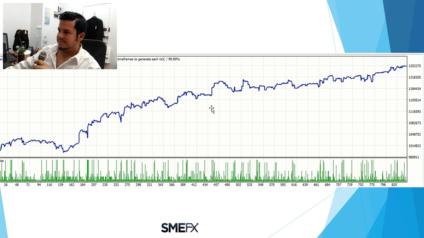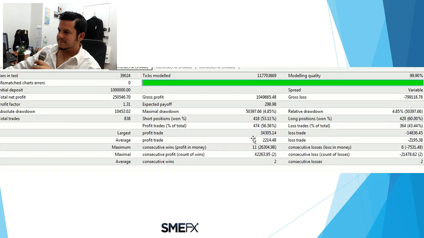56.56% win-loss ratio, so lower, okay, just above half of the trades are winners, but 838 trades, so higher trade frequency. 4.85% drawdown, which translates to 50.4k roughly, but this against the 250k profit. Okay, so times 5 almost. How good is that? You understand? So this is really what counts, and therefore, of course, you have an expected payoff of 298.